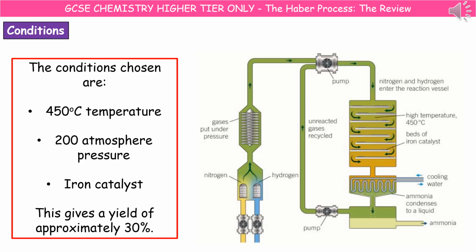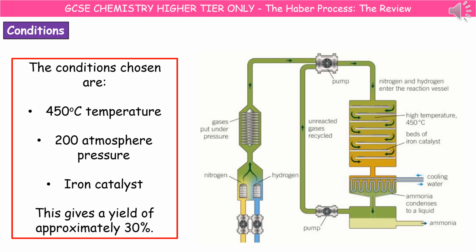So Haber process, first of all, hopefully the picture on the right is familiar to you. And this is how we're actually going to make ammonia. So we start off with two gases coming in, which are nitrogen and hydrogen. We then put those under pressure, and the pressure you need to remember is 200 atmospheres. That then travels on through into our actual reaction vessel, which is at a high temperature of 450 degrees Celsius, and there are these beds of the iron catalyst throughout that the gases are going to pass over.